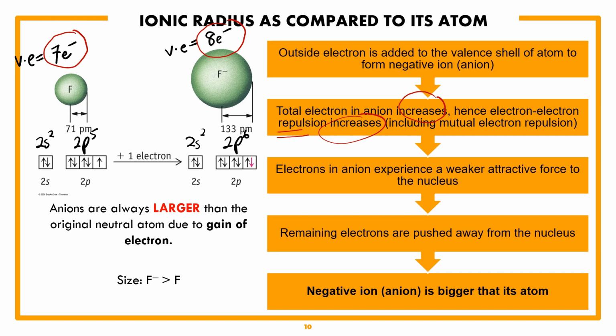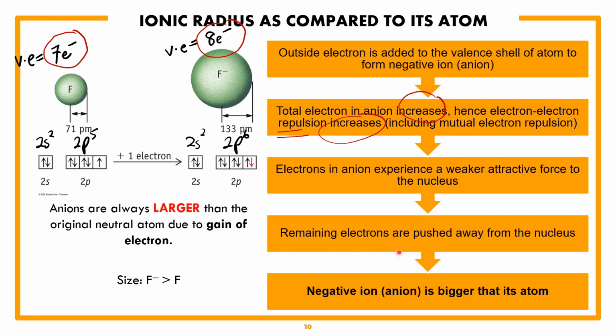So di sini, apabila elektron yang ditambah tadi dimasukkan pada valence shell, maka akan wujud juga mutual electron-electron repulsion on the valence shell. So, since the electron-electron repulsion between electrons increases, hence electrons will experience a weaker attractive force to the nucleus. Disebabkan daya tolakkan di antara sesama elektron itu lebih kuat, maka daya tolakkan ini akan mengatasi daya tarikan between the valence electron and the nucleus. So now daya tarikan between these two akan menjadi lemah.